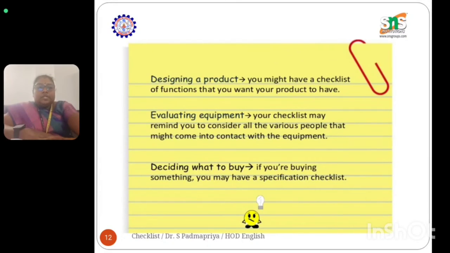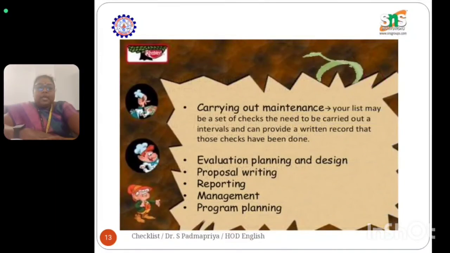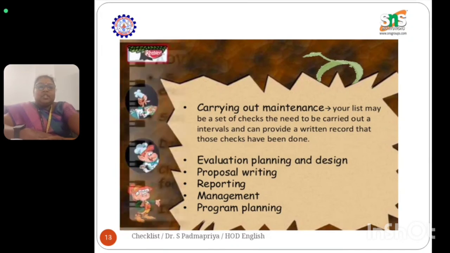Then the next one is designing a product, evaluating and deciding what to buy. This is one more type, carrying out maintenance. This also is done when we are leaving our two-wheelers for service. We use this kind of checklist where they will identify the issues we have told them about, and then they will make a check mark whether they have checked it or not.